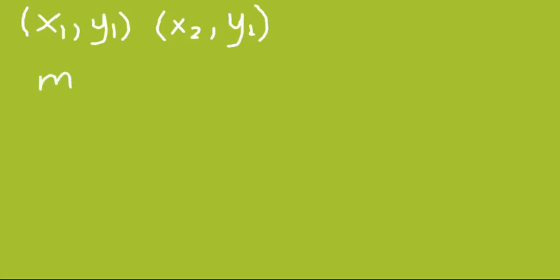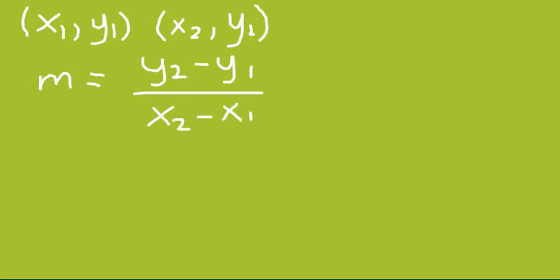Consider the formula for the slope of a line between 2 points. Let's say I have a point x1, y1, and a point x2, y2. I want to find the slope between these 2 points. Well, the slope, which we call m, is given by the difference in y's, y2 minus y1, that's the rise, over the run, x2 minus x1.